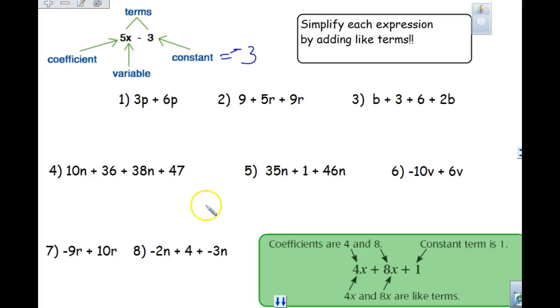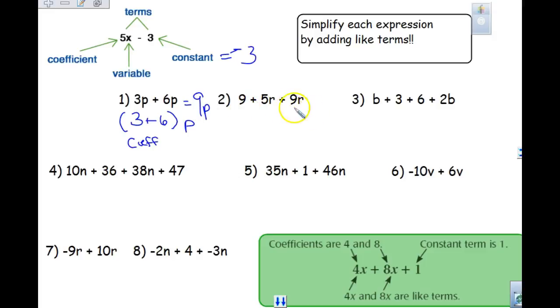So when we do the simplifying, here's what I want you to do. I want you to use that parenthesis like I did, and I want you to put the coefficients inside. Okay? So this first one, we're going to start with 3 plus 6 times b. 3 plus 6 gives us 9p.